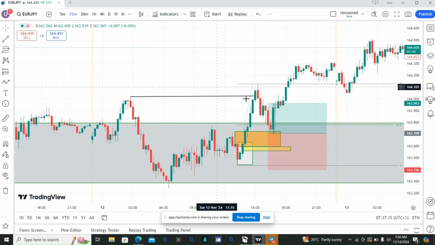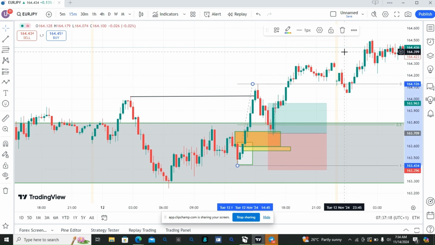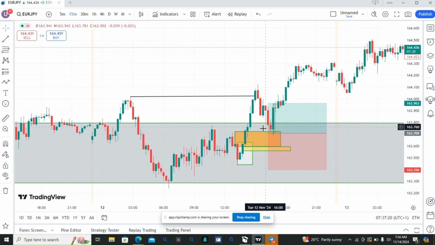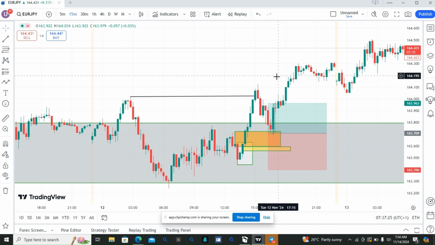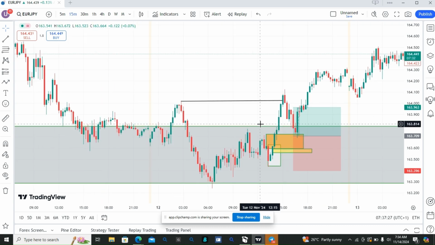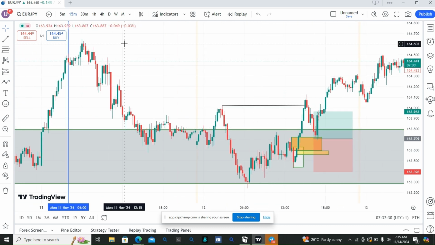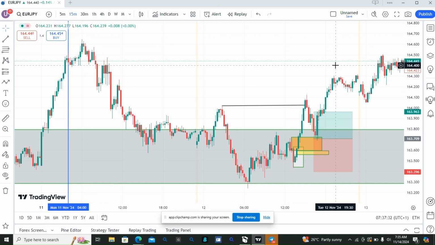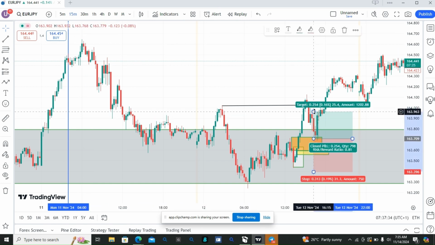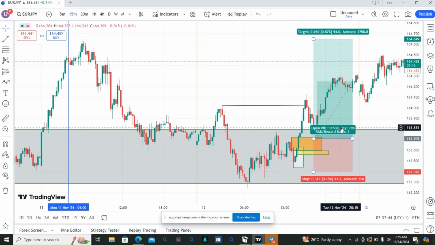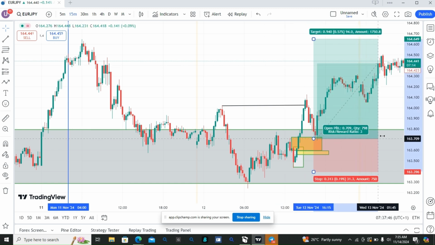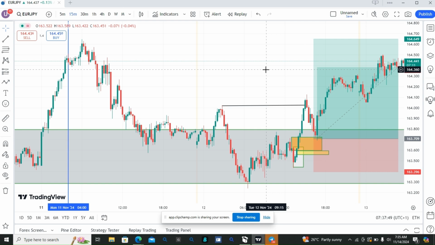Let me remove all these things so that the chart will be clear again. And our take profit, let me show you. My take profit is at this zone, the liquidity at this zone. I know the market will go there to draw those liquidity. This is my take profit, about 100 pips from 70 to something. So let's play this now and see whether we'll meet our target.